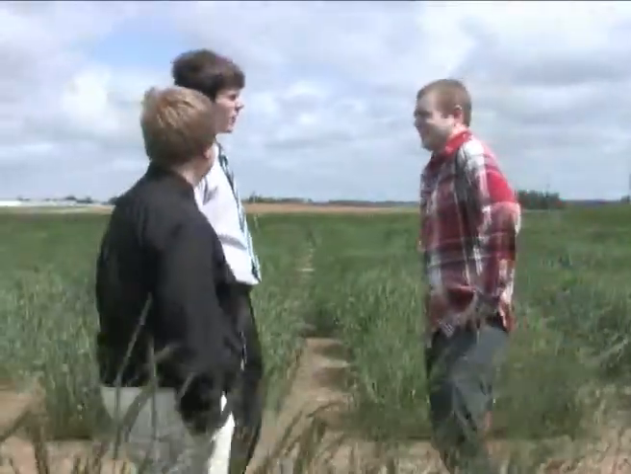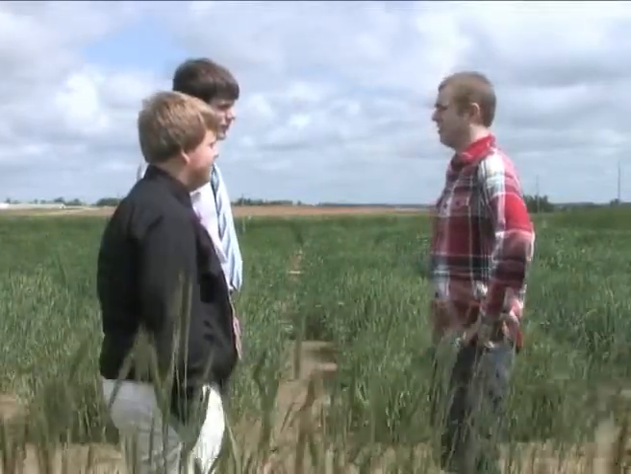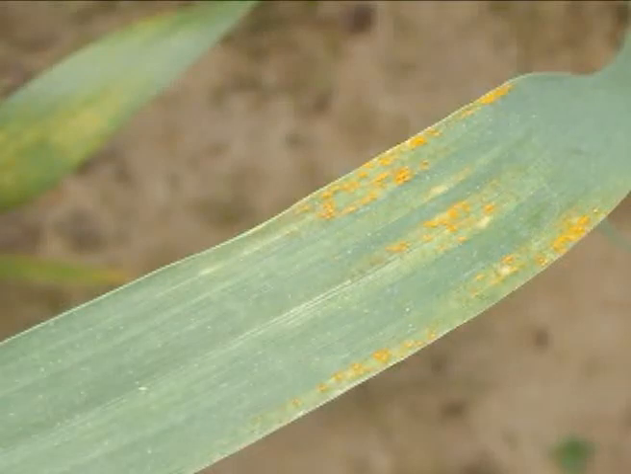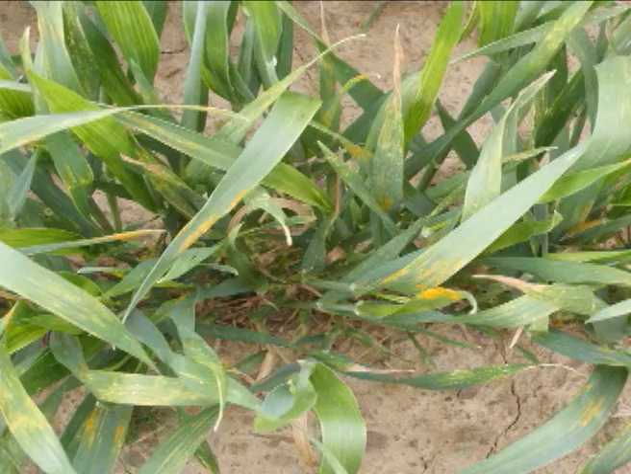Well, sir, we figured out what's wrong with your plants. We hate to tell you this, but it's stripe rust. Oh no. Stripe rust is a disease caused by Puccinia striiformis. Your wheat is a susceptible host, and the high humidity and cool temperatures this spring provided just the right environment for disease. Stripe rust? How'd that get here?